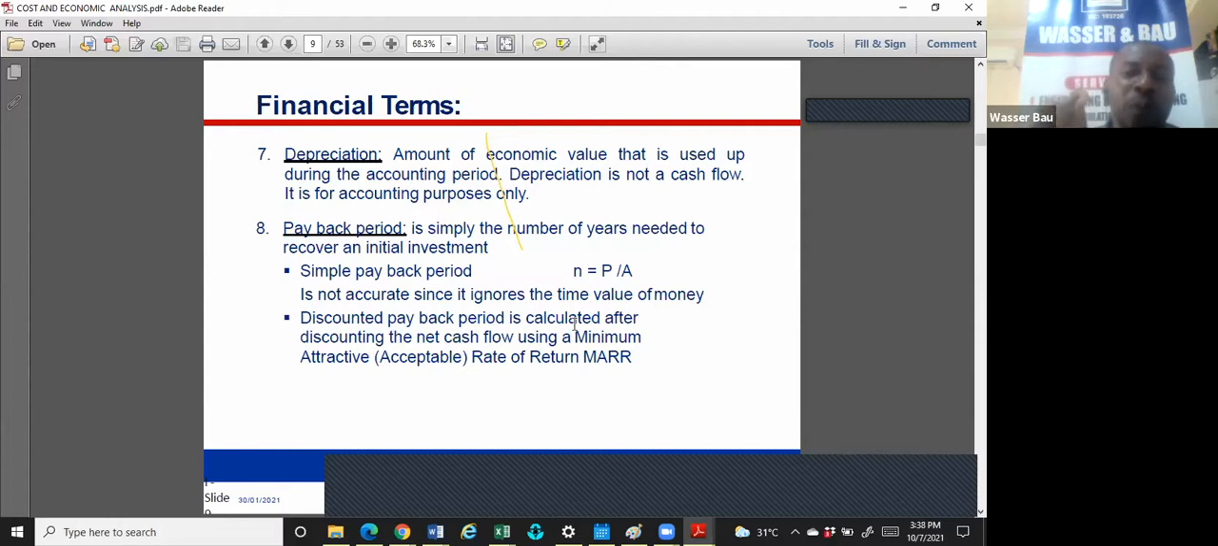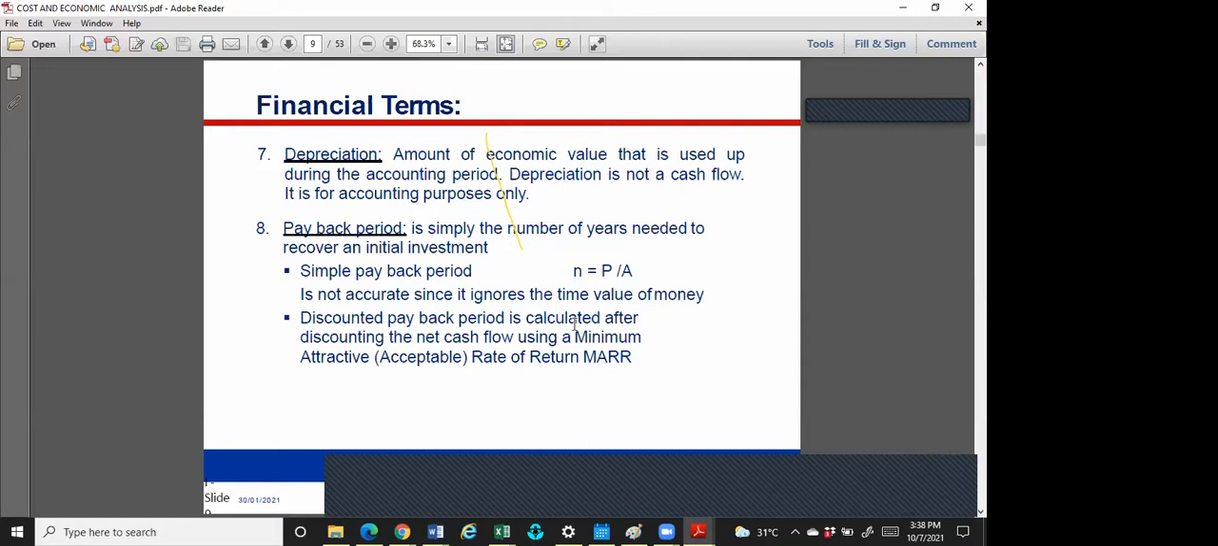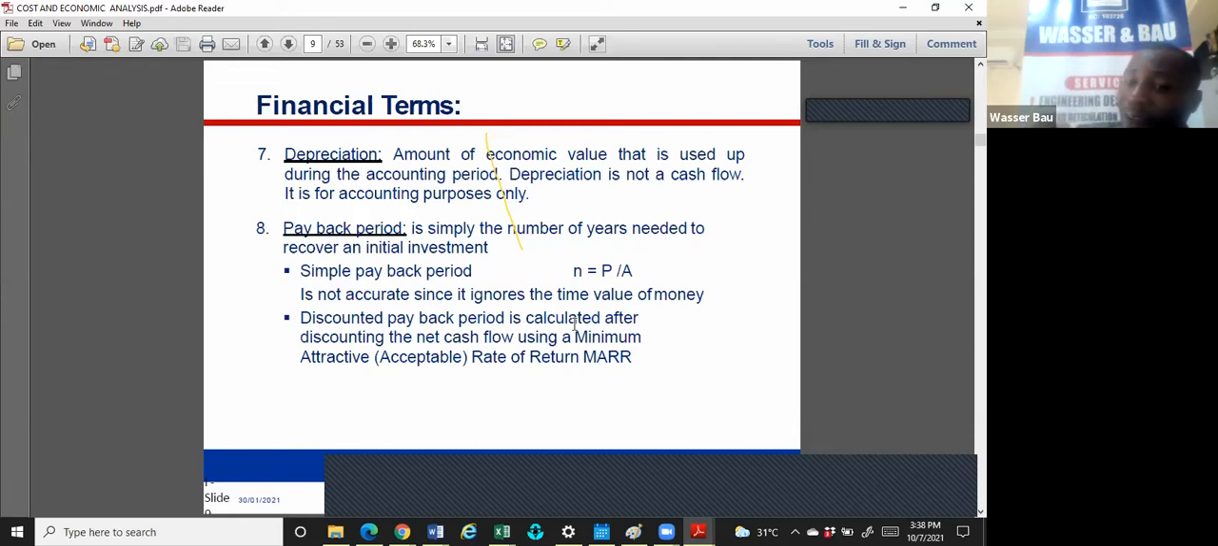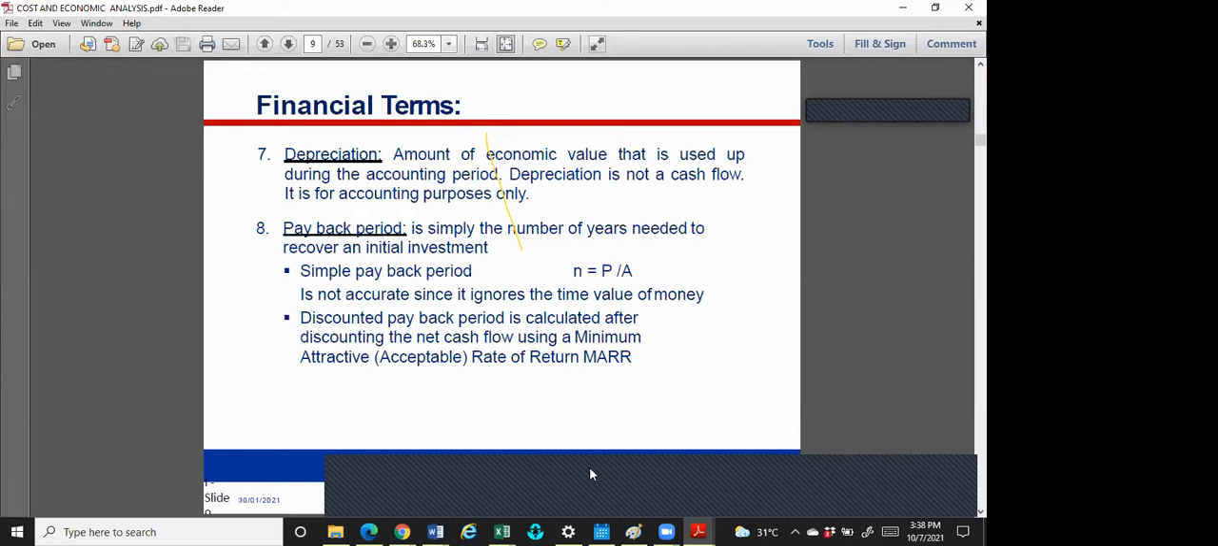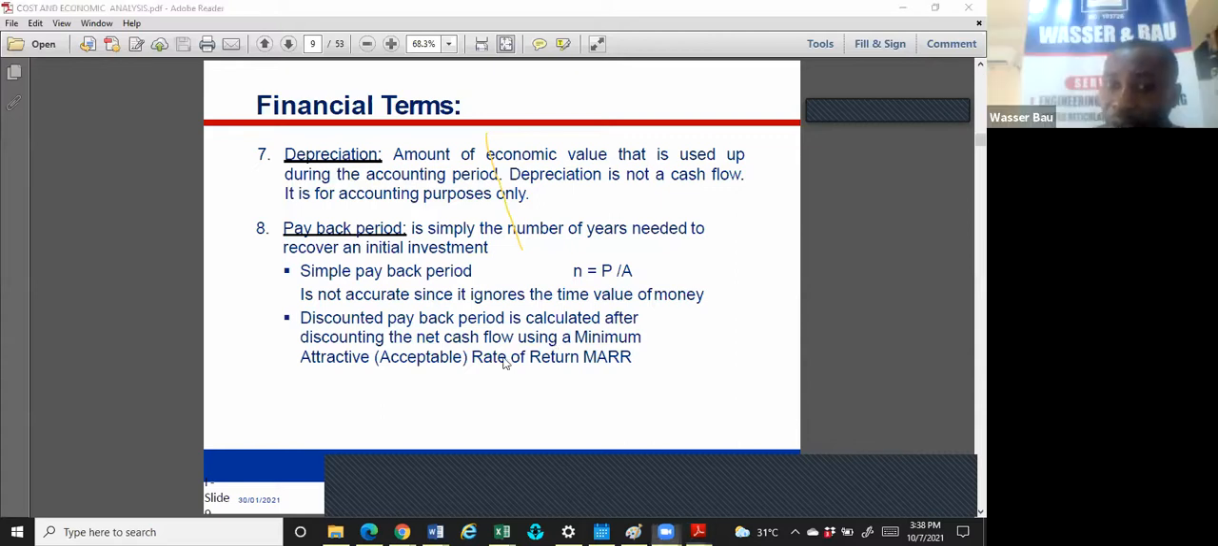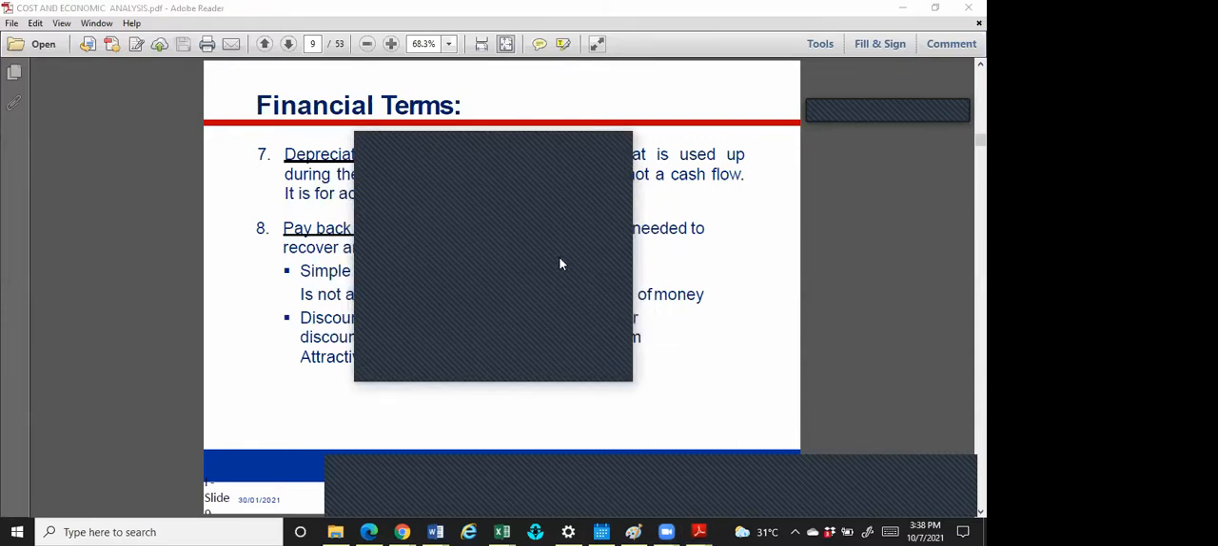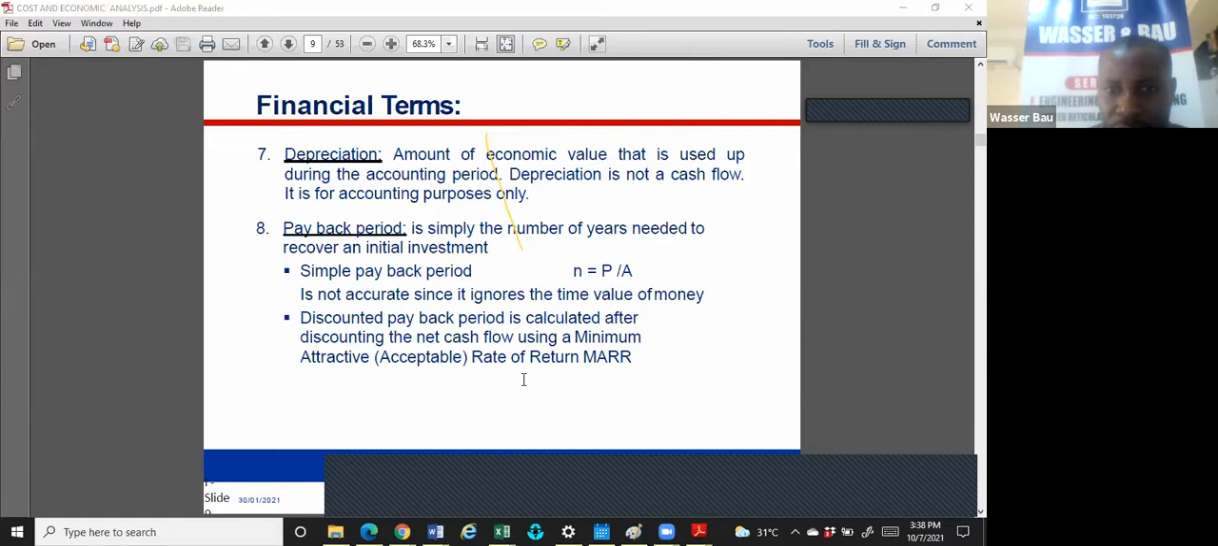In other words, if you borrow 1 million today at 10%, after 1 year, it is 1,100,000. Or let's say you borrow 10 million at the rate of 10%. It simply means after 1 year, that 10 million becomes 11 million. After 2 years, it becomes 12 million. So if I use that discounted, that time value of money, to compute the payback period, it becomes what we call the discounted payback period. We're going to see how to use Excel to do these things.